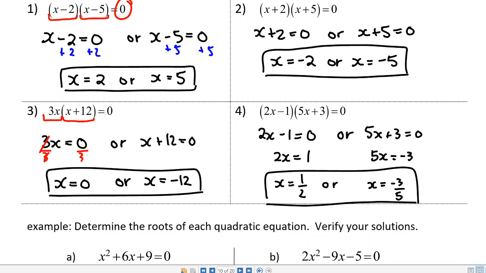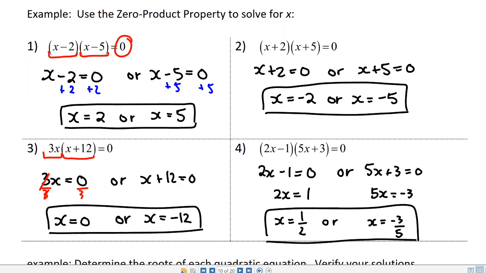Okay, so that's how the zero product property is going to come and help us with our solving. What we're now going to do is start from original equations. We're going to have to factor the equations ourselves and then also use the zero product property to solve. So we're going to be essentially combining what we did last class with what we just covered just now.